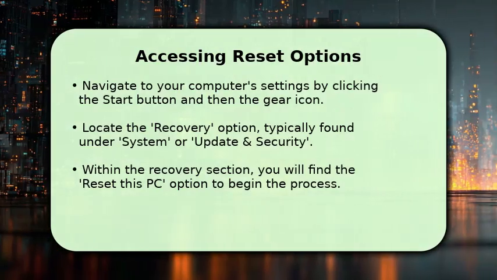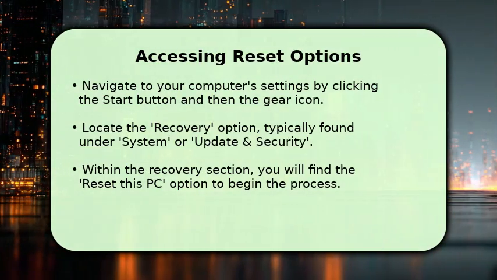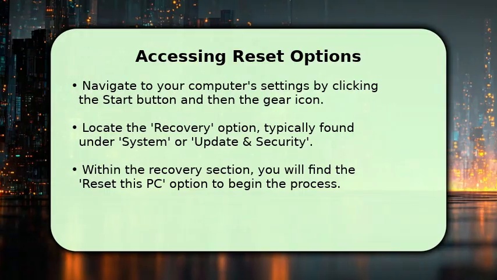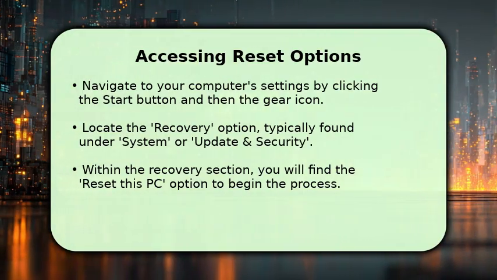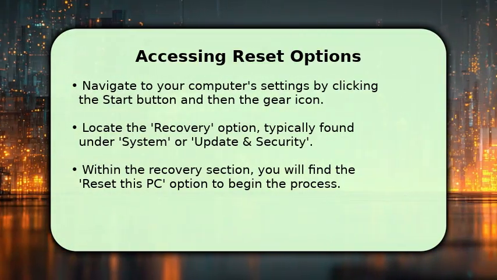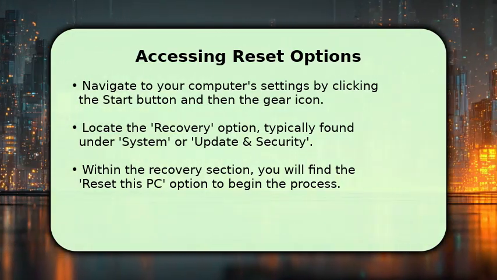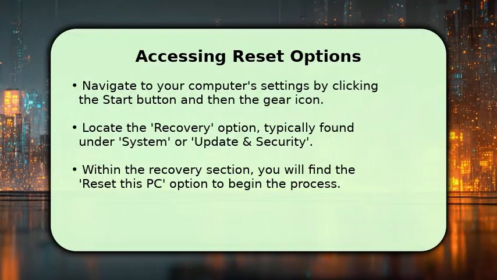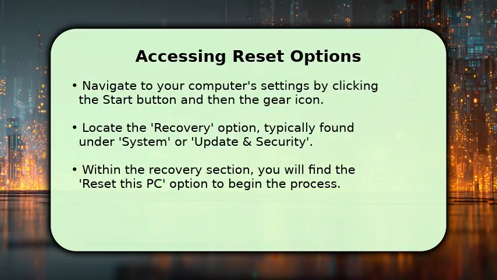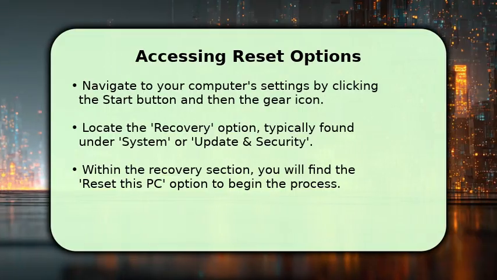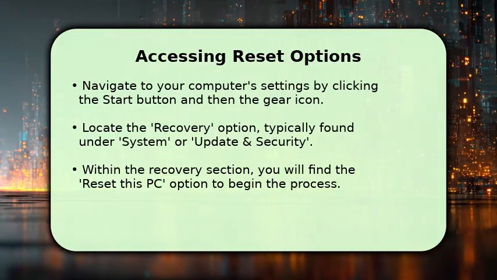To start the reset process, navigate to your computer settings. You can usually find this by clicking the Start button and then the gear icon. Once in Settings, look for the Recovery option, often found under System or Update and Security. Here, you'll see the Reset This PC section. This is your gateway to giving your computer a clean slate, preparing it for a fresh installation of its operating system.